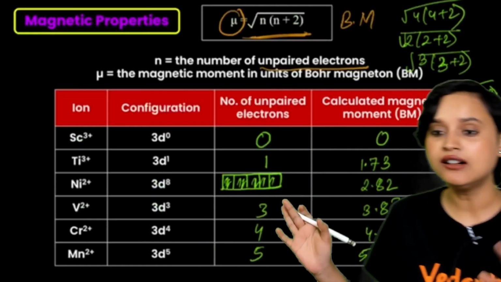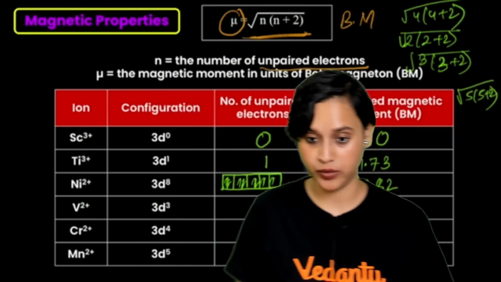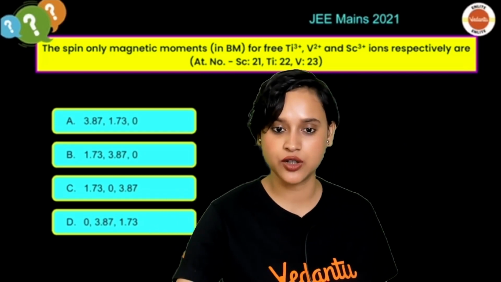So here we have come to the end of magnetic properties. We're done with magnetic properties as well. Now, can we take a look at a question? Let's calculate one of the questions here, everybody.